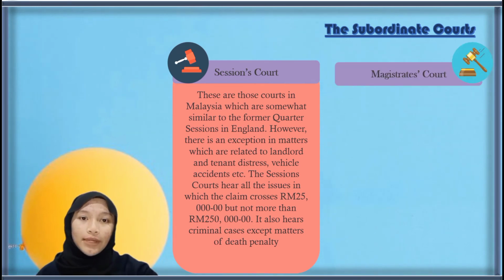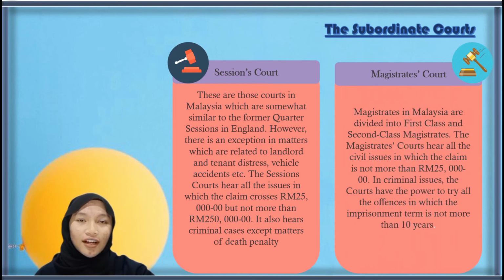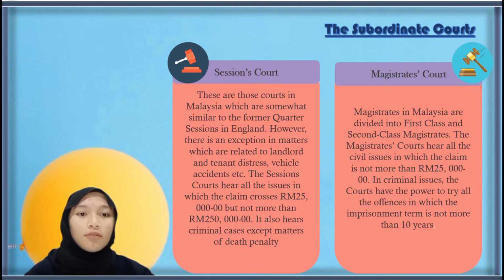The second one is the magistrates court. This court deals with the vast majority of cases, both civil and criminal, and sits in almost all major towns in Malaysia. These courts are divided into first class and second class magistrates. The first class magistrate, under civil jurisdiction, may hear a civil case when the amount in dispute does not exceed 100,000, and under criminal jurisdiction, it may hear criminal matters of the following nature: where the offence is punishable by a fine only.